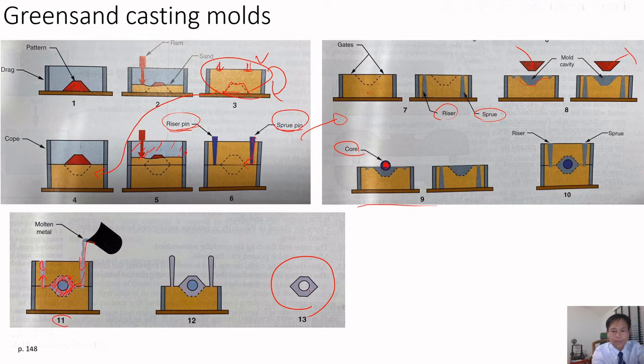And then we take out the extracted part. That's the final product. So this is the green sand casting mold process. This is one of the common processes of casting, mold casting.